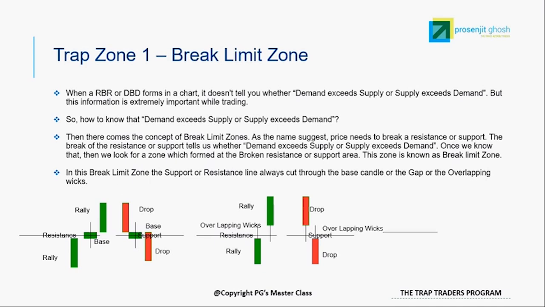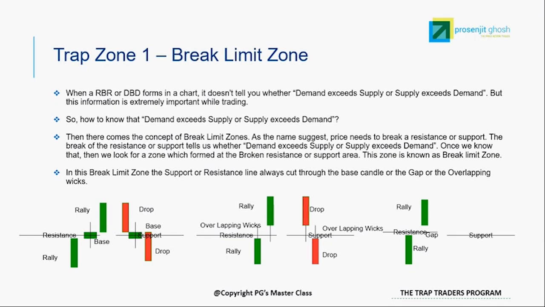The next one is, this is overlapping wicks. The next one is, there is again the resistance. Price comes up with a momentum candle, and next day simply gaps up above the resistance line. So this is a gap, and in the gap case also, the resistance line should cut through the gap only and not through the moving candle body. So it should cut through the gap, and then we will call it a demand break limit zone.